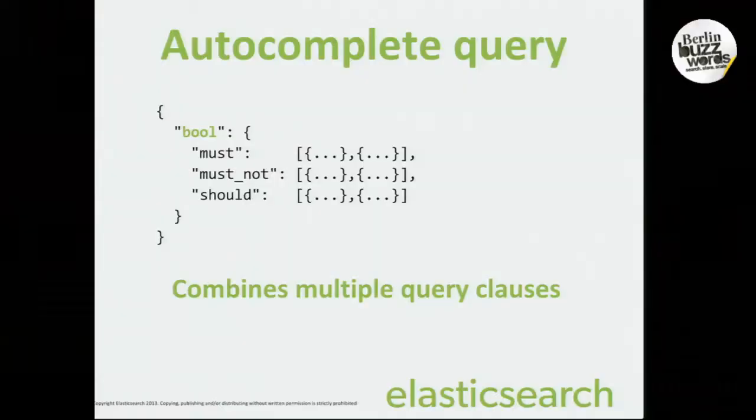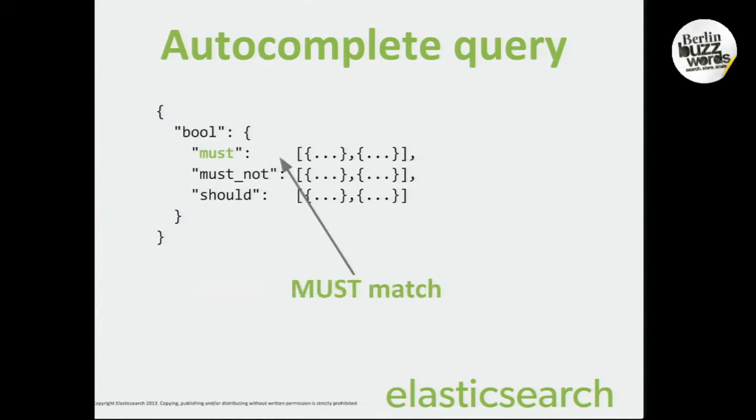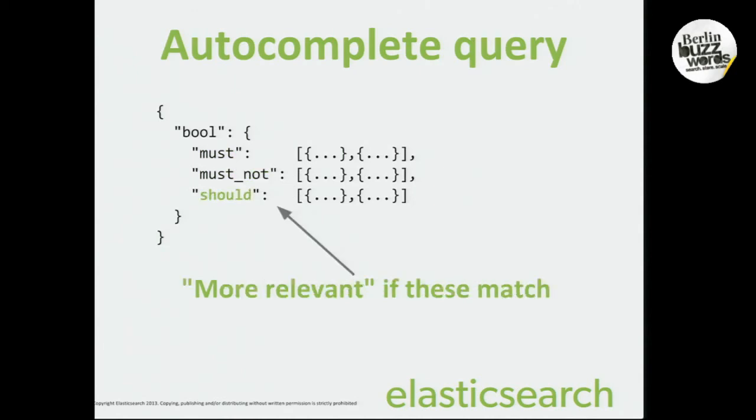So if we want to score whole word matches better than partial matches, we will actually want to run 2 queries, one against the autocomplete field and one against the normal name field. So the way you combine multiple queries is using a bool query. And bool queries take must, not, and should parameters. Clauses that must match, clauses that must not match, and if these match, then it's a better match. It's more relevant, but they don't have to match.